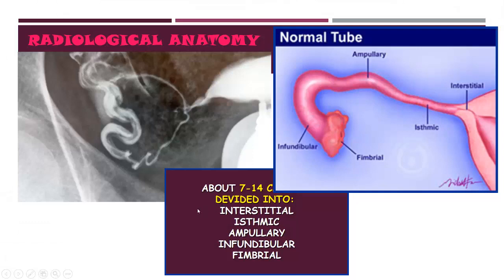Then we come to the most common and most useful part of hysterosalpingography, which is the assessment of the fallopian tube. The uterine cavity we can usually assess by ultrasound or by MRI, but the gold standard to see the fallopian tube is hysterosalpingography.